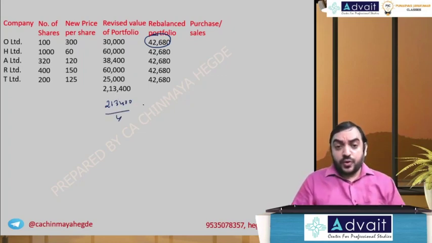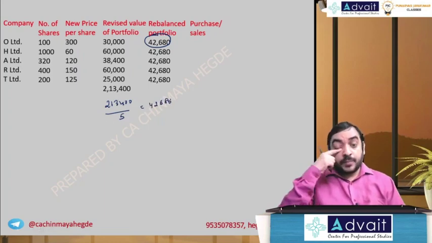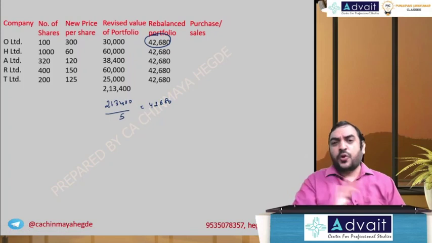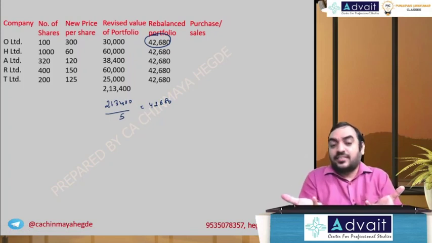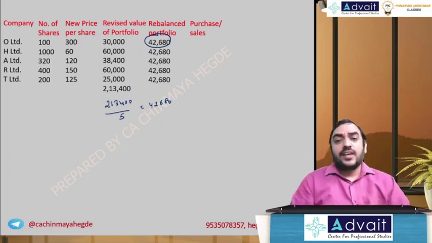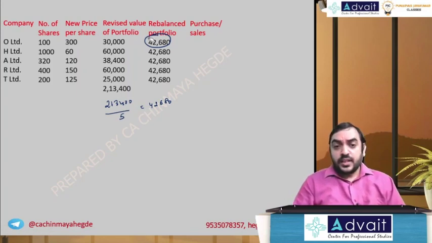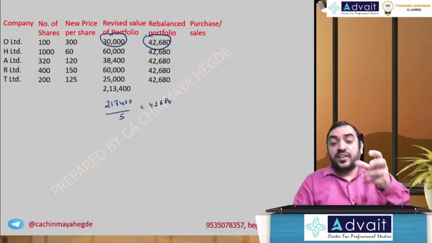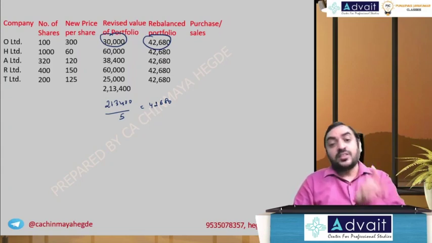So divided by 4, divided by 5 stock. That's how I got 42,680. Practically, it might be like 20%, 30%, 40%, whatever the target weights. That percentage I multiply, I get the rebalance portfolio. Then the difference between the current value of the portfolio and the rebalance portfolio is the purchase or sales.